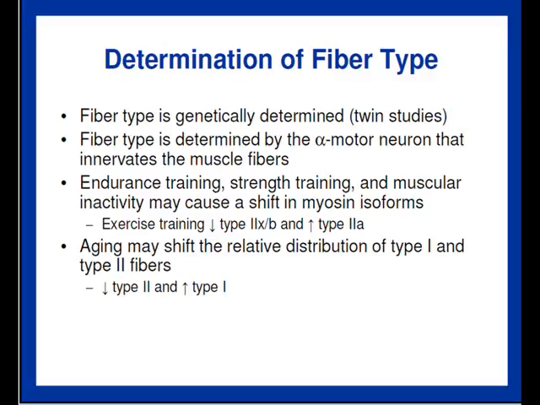Okay? Endurance training, strength training, and muscular inactivity may cause a shift in the myosin isoforms. So with exercise training, for instance, particularly with endurance and strength training, you get a decrease in the very fast twitch, the type 2XB, and therefore you're going to get an important increase in the type 2A, the intermediate fibers. So it can shift. Aging, unfortunately, will also shift. You get a decrease in type 2 and an increase in type 1, whether you like it or not. Okay.